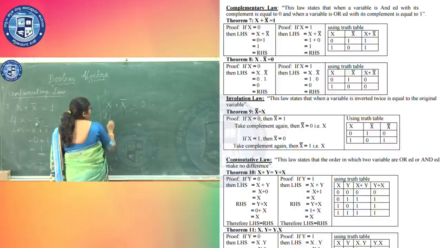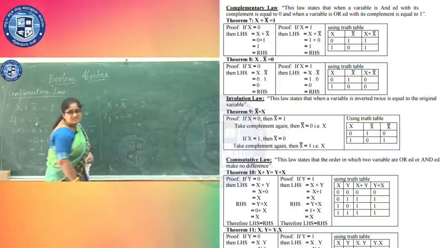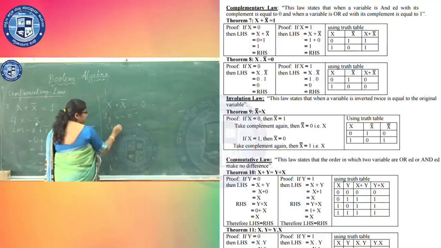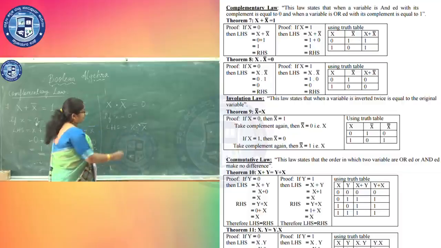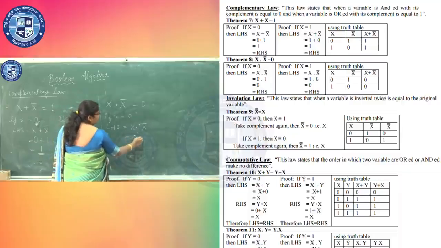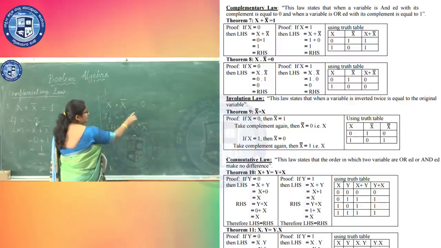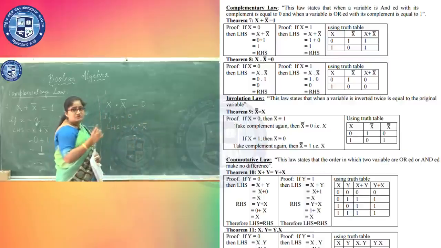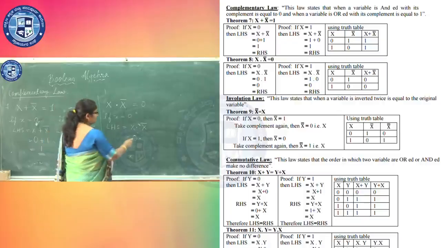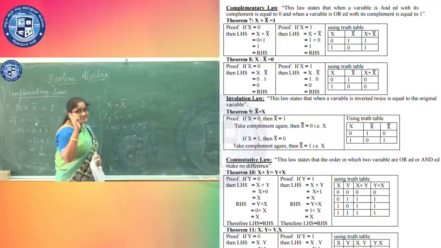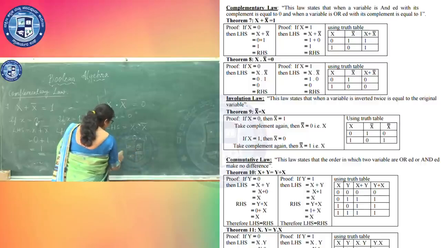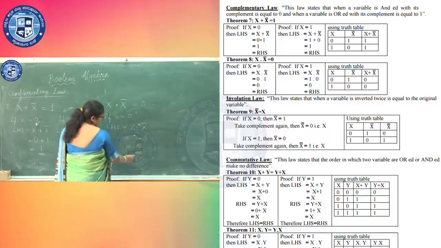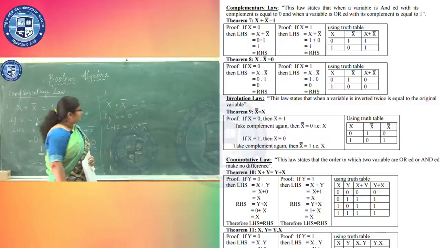Then if x equal to 0, the LHS is x and x dash. The value for x is 0, so 0 and x dash. The x value is 0, so x dash, or x bar, value is 1. 0 and 1, the value is 0. So the RHS was 0, hence the proof.